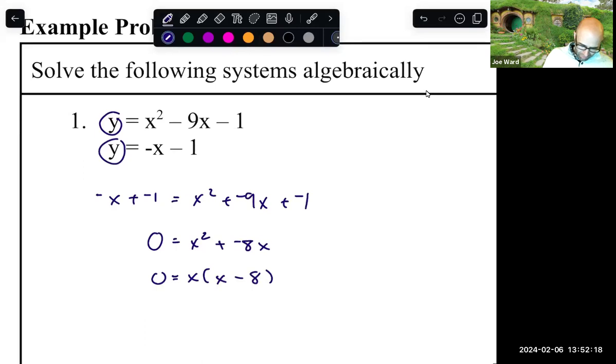And then by the zero product property, x is equal to 0 or 8. Okay. Those are the two x values. Now I don't think I'll actually write them that way yet. Let's write it this way. x equals 0 or x equals 8. The reason I write it this way is because we want to find the solution to the system. The solution is not the x values, it's the points of intersection.